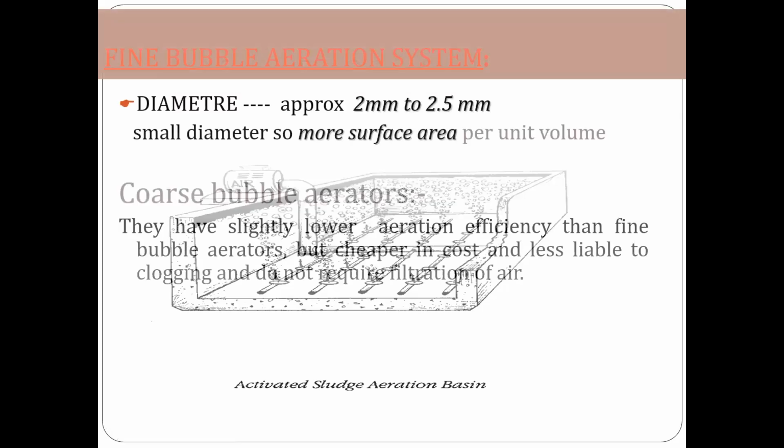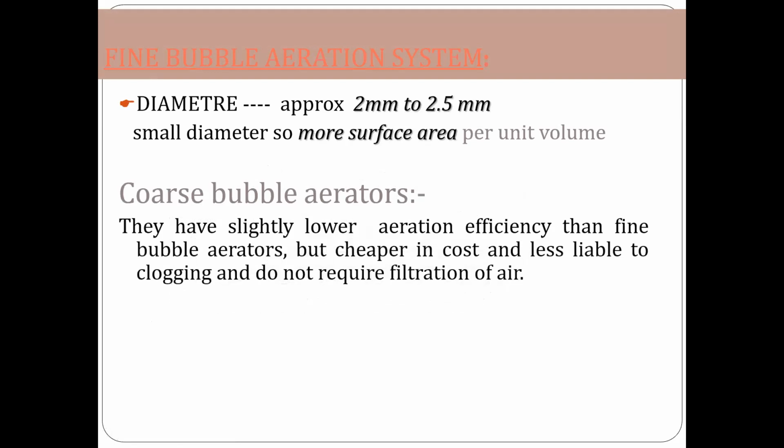Okay, so this is the coarse bubble image. In this, a pipe of diameter approximately 2 mm to 2.5 mm is to be provided. So bore surface area per unit volume is to be present.